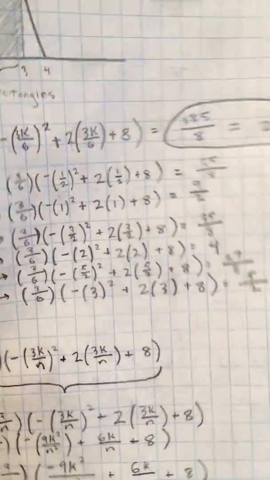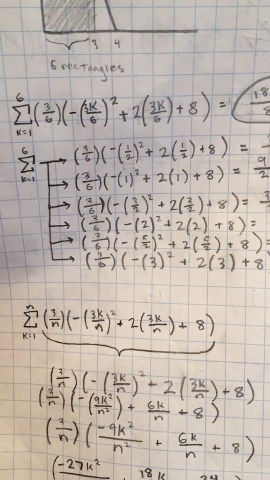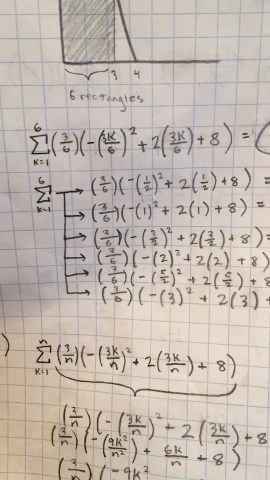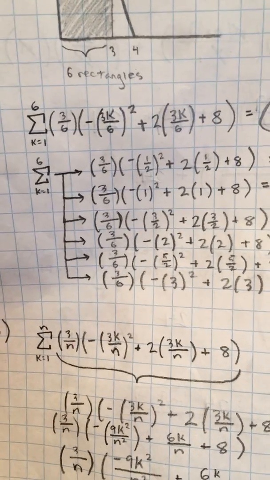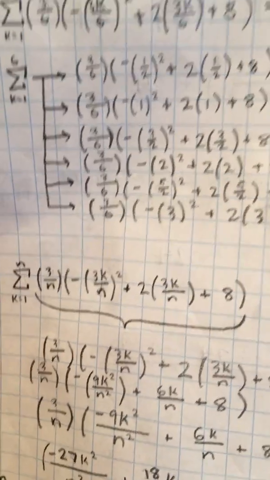Now, we have to determine the exact area in this same shaded region here. Rather than using a certain number of rectangles, what we're going to do is set it up like this, just like we did up here, but instead we're going to replace all 6's with n, because n is the number of rectangles, right?